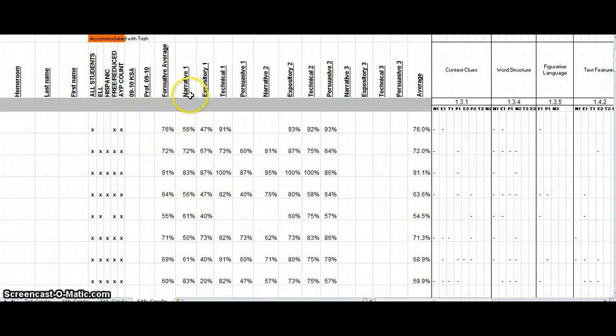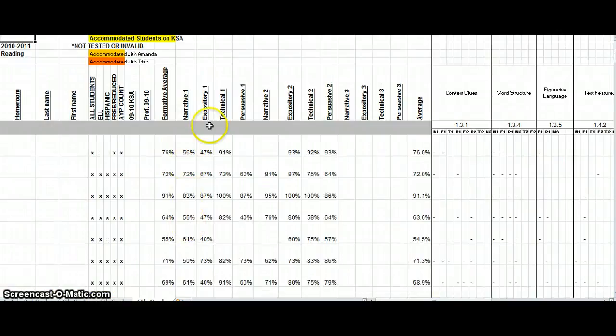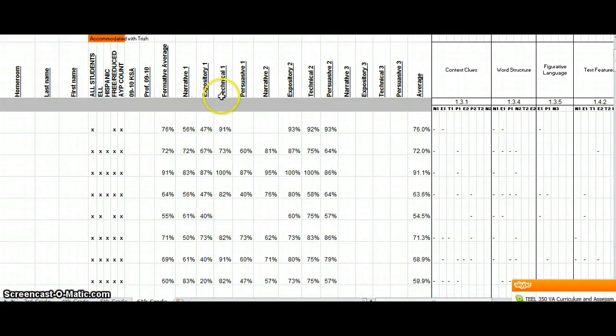Then they would break it down to the narrative one. They would give that usually about every week. Expository one, which would be your factual books, and then technical, which would be a step-by-step process where they're reading something and it's giving them directions and they're having to understand that. And then persuasive, they're being persuaded to do something. Then that goes to the second set of tests, and then the third set of tests with an average.